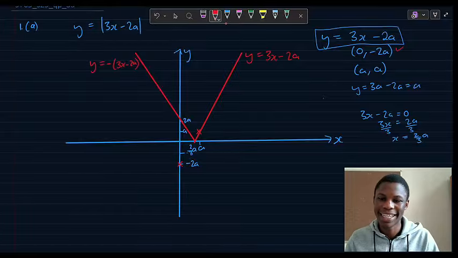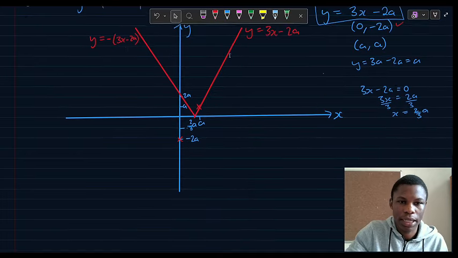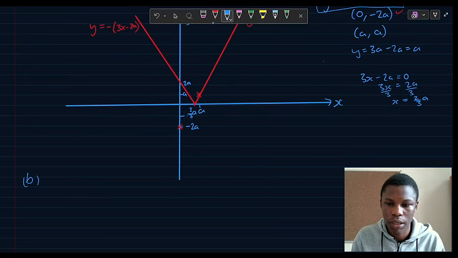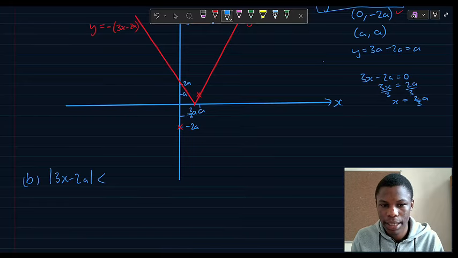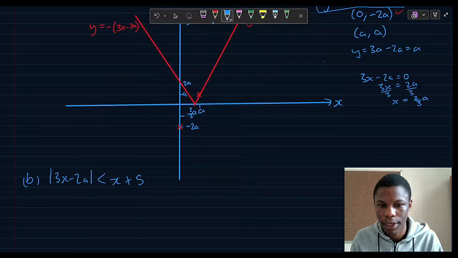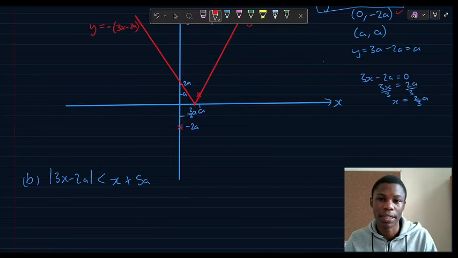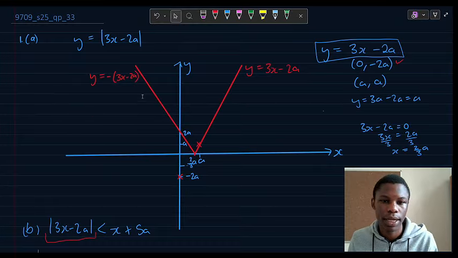Part B says, hence or otherwise solve the inequality, the modulus of 3x minus 2a is less than x plus 5a. So we're going to solve this graphically, because in part A we drew a graph. We already have this graph here. That's what we drew in red.